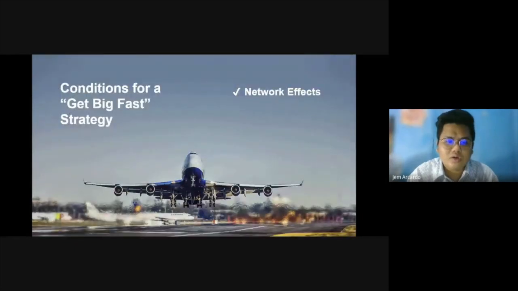So the first one would be network effects. Network effects is when websites follow a get big fast approach driven by indirect externalities, in which the number of customers provides an interactive opportunity for advertisers.